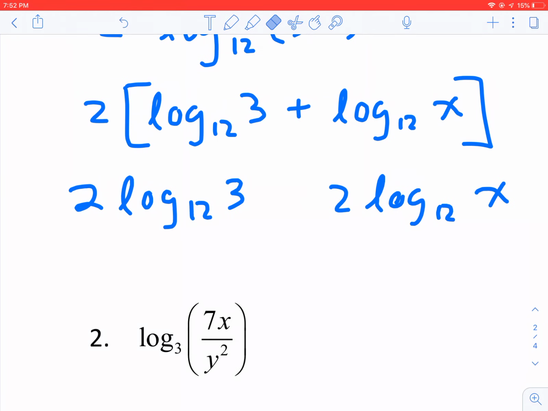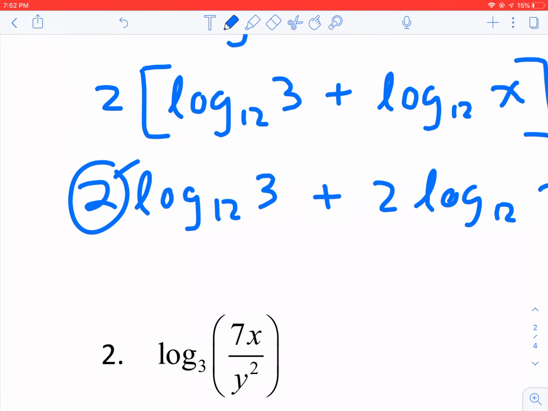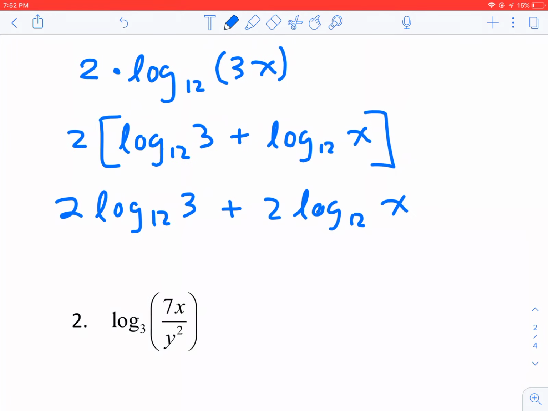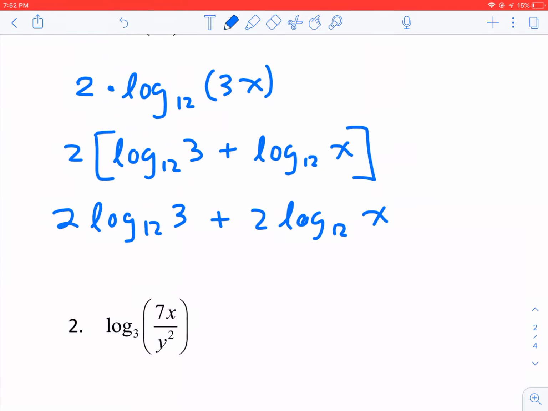Right, and that's fully expanded. If you want, I guess you could move the 2 back, and you can do 3 squared. You can make that a 9. But I would consider that a condensing sort of process, so I would leave it with the multiplication in front when you're expanding.